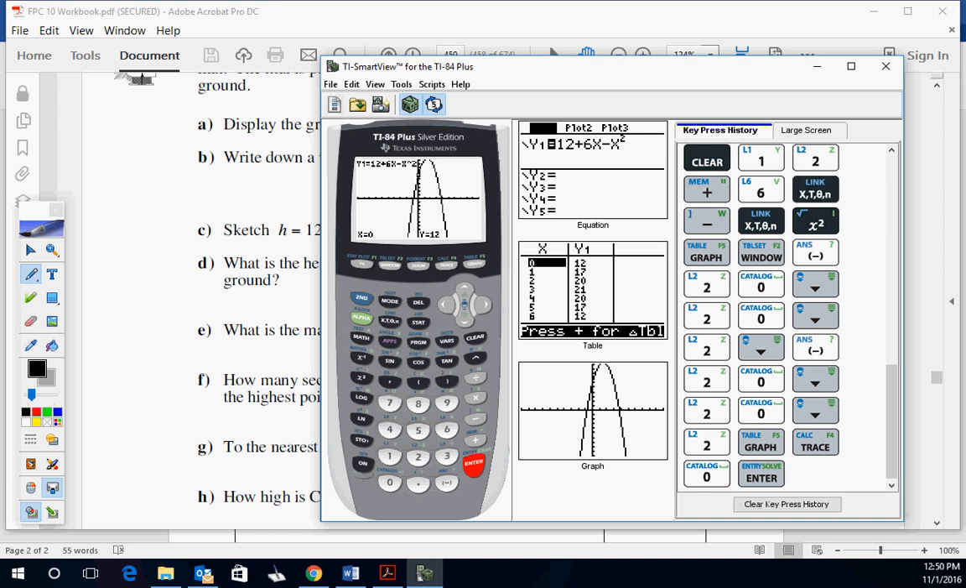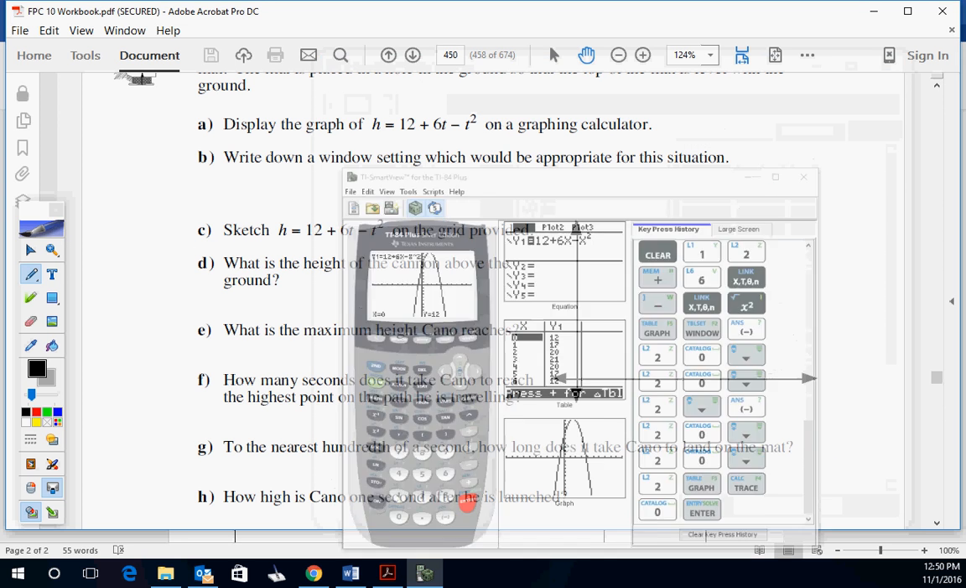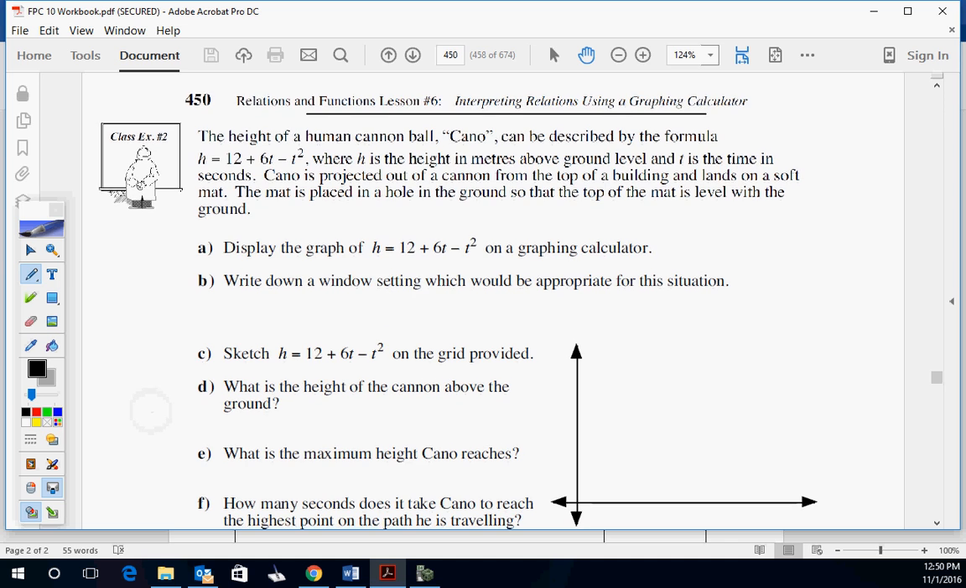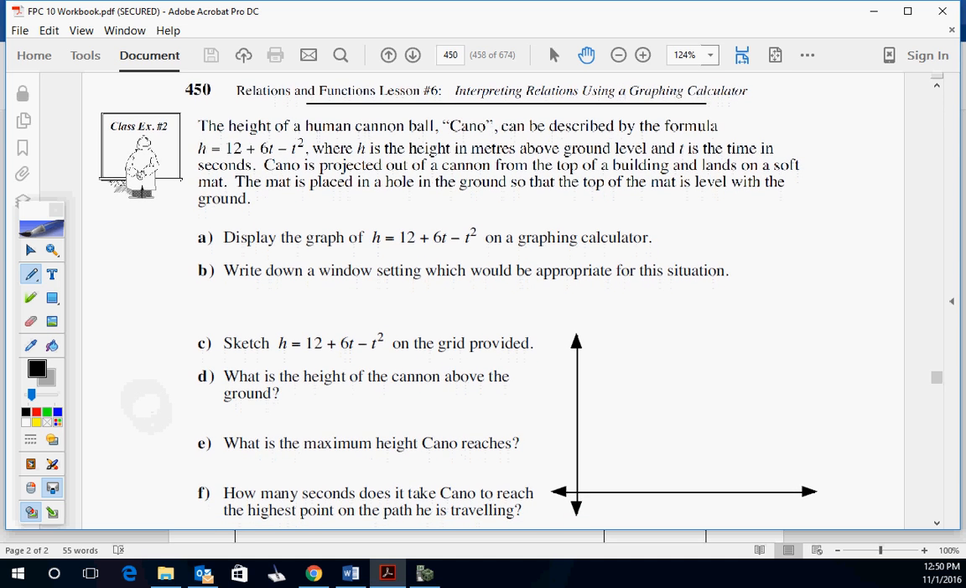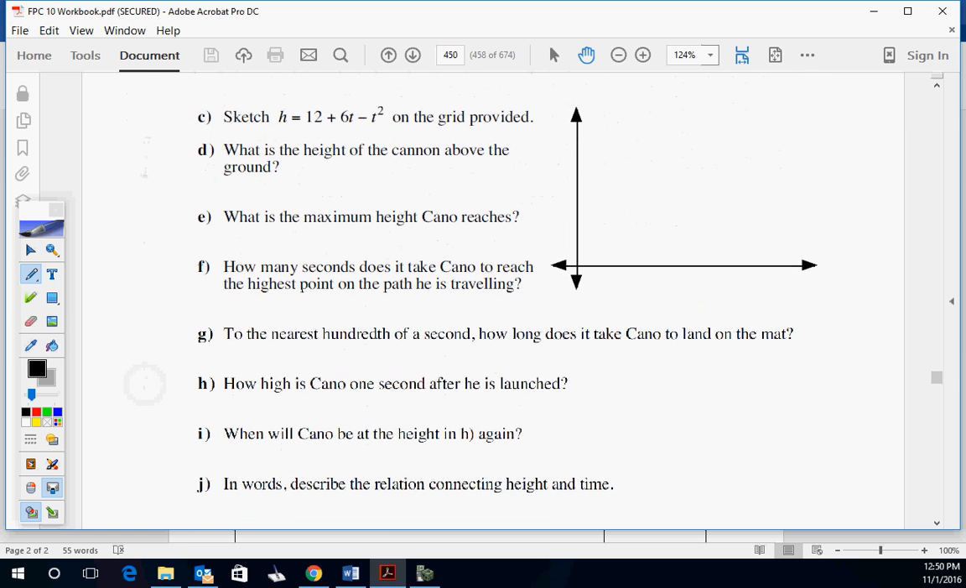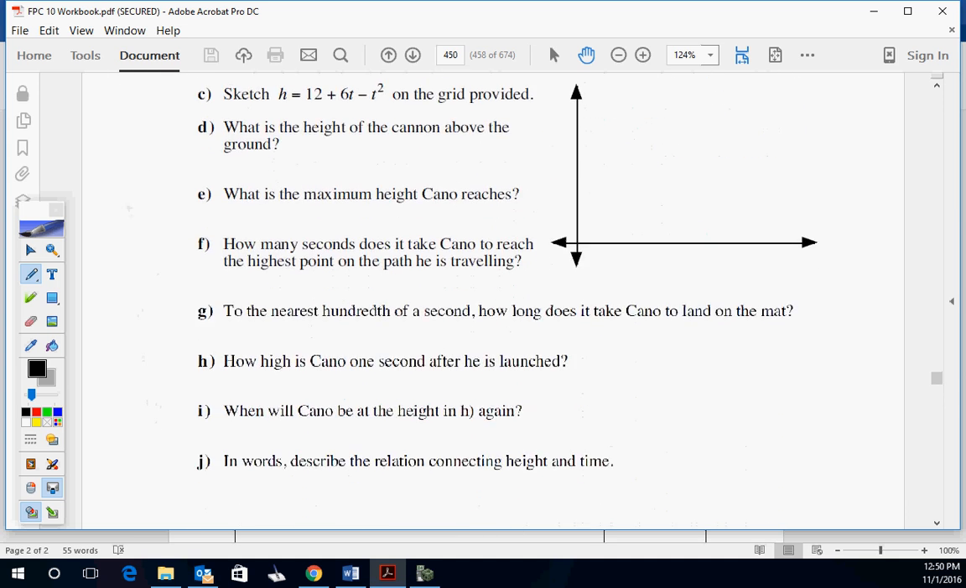So our first thing again, the cannonball comes out at 12. What did they say? Height is in meters. So 12 meters. So you put 12 meters right there. What's the maximum height the cannonball reaches? And how did you find that?